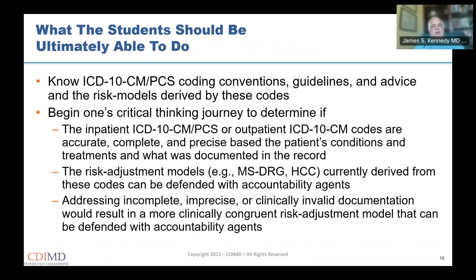So what we're hoping is that at the end of the day, you will know foundations of the coding system, the ICD-10 PCS, coding conventions, guidelines, and advice. And this will begin your critical thinking journey to determine if the codes that can be assigned from the documentation are accurate, complete, and precise, what risk models that are generated from these codes could be defended with accountability agents, and how to reconcile and address inconsistent, incomplete, and imprecise or clinically invalid documentation in a manner that colors within the lines and is congruent with the query practice brief that we just discussed.